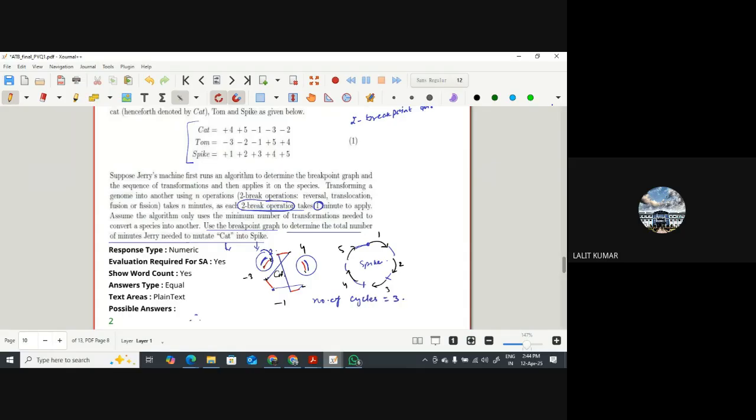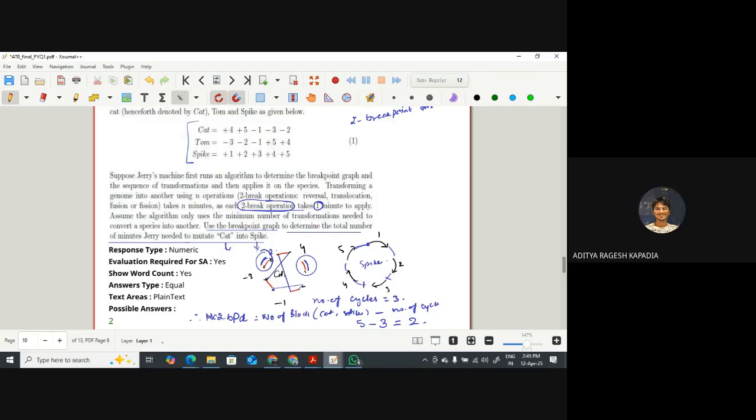Therefore, the formula is: the breakpoint distance is equal to the number of blocks in cat and spike minus the number of cycles. So this will become 5 minus 3 is equal to 2. Is that okay?